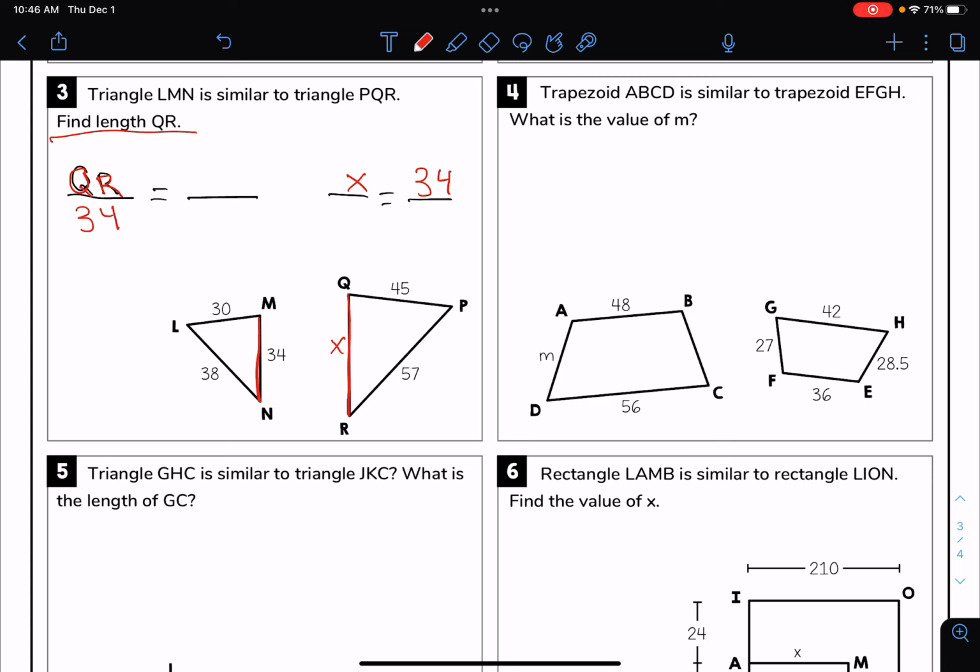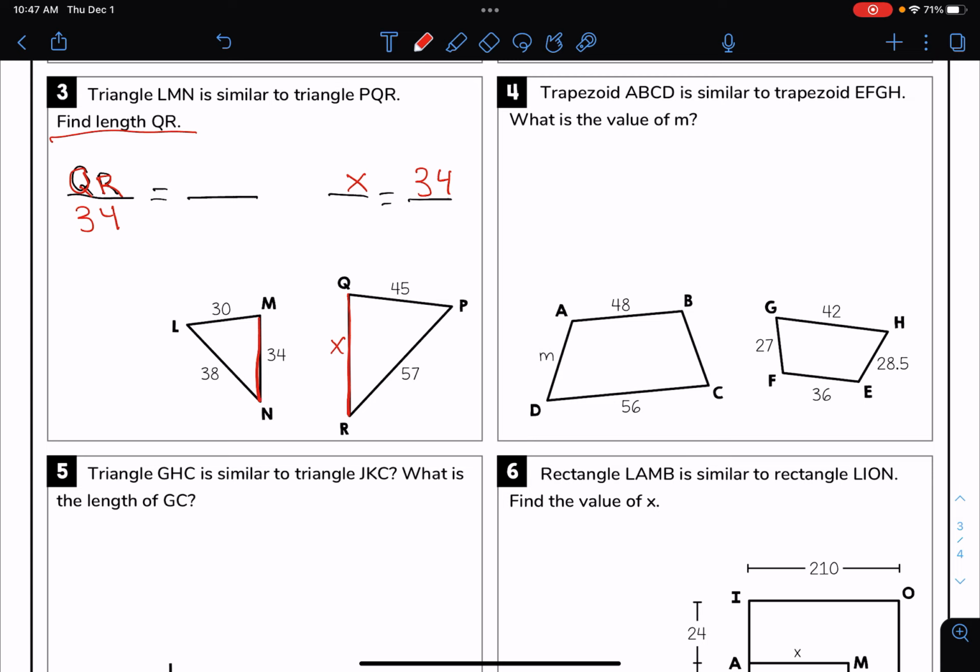Then I have to pick another side to go with side QR. So this one's easy because all the sides are numbered on both shapes. When you don't have all the sides numbered on both shapes, you need to pay attention to what sides are numbered on both shapes, because you need to make sure that whatever side length you're choosing to use, the corresponding side is also numbered on the other shape.